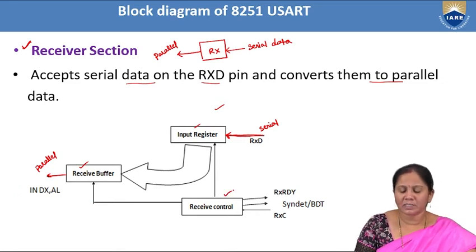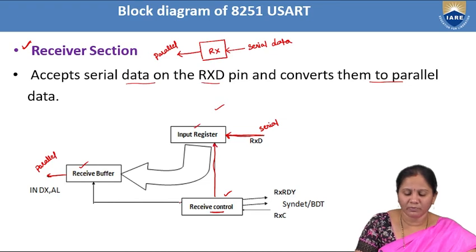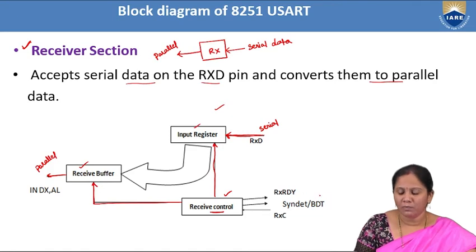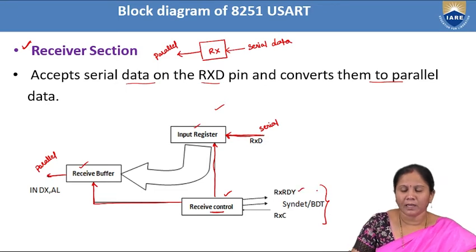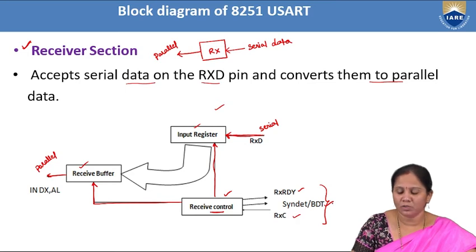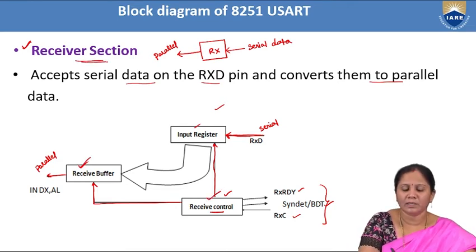And here we have this receive control. This receive control block will control two blocks: the input register and the receive buffer. Both these blocks will be controlled by these three control signals: RxRDY, receiver ready, sync detect, break detect, and RxC. These are the three signals that are connected to this receiver section. Now we will discuss the receiver buffer block and receive control block that are present in this receiver section.